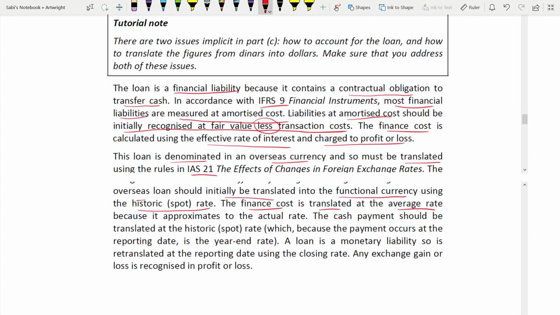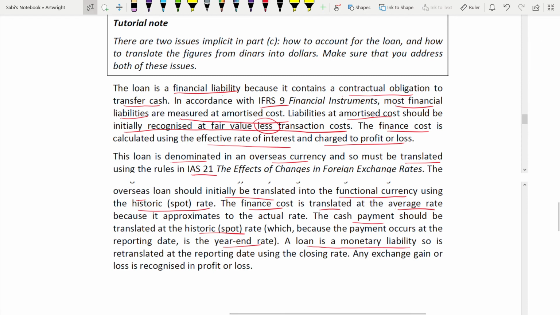All the items, income and expenses that go in profit and loss, are translated at average rate, and all the statement of financial position items, for example the loan, depend on the day you have taken the loan. So the historic spot rate you have to take. They will be translated using two different rates: amount of loan versus interest. The cash payment should be translated at historic spot rate because the payment occurs at the reporting date, at the year end.